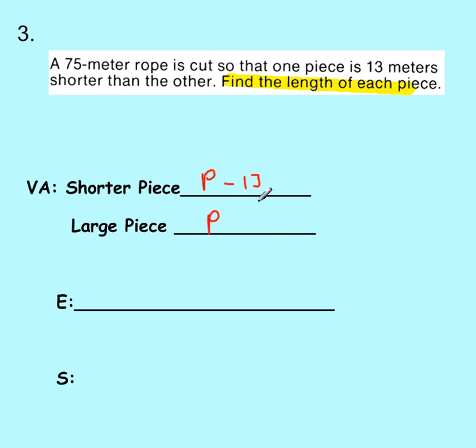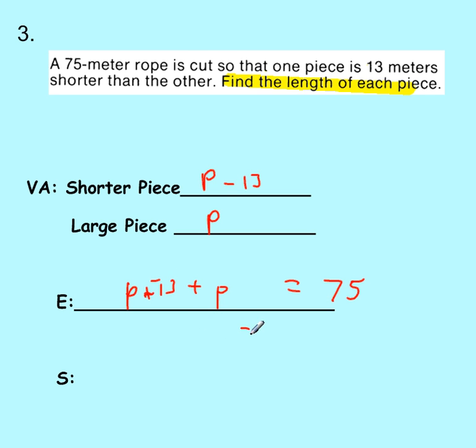Okay, now everything equals a 75-meter rope. So if I put these two pieces together, it equals 75 meters. So that's what I'm going to do: P minus 13 plus P. Combine your like terms, or add its opposite first.